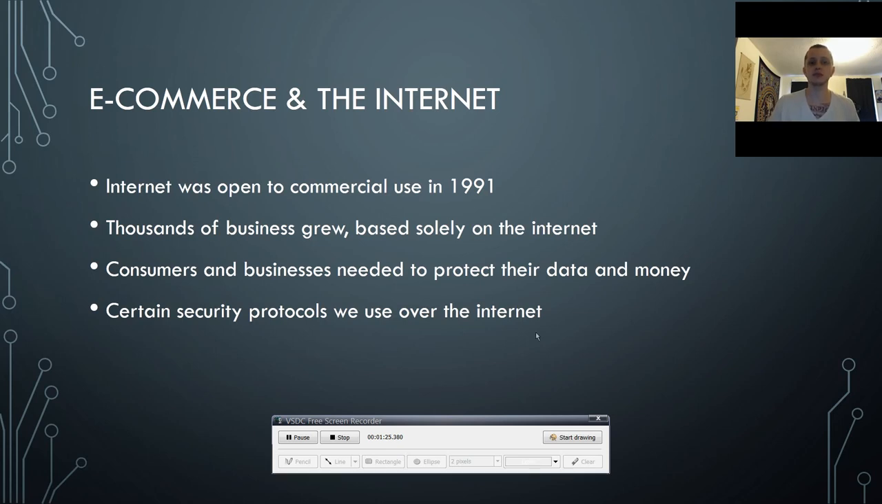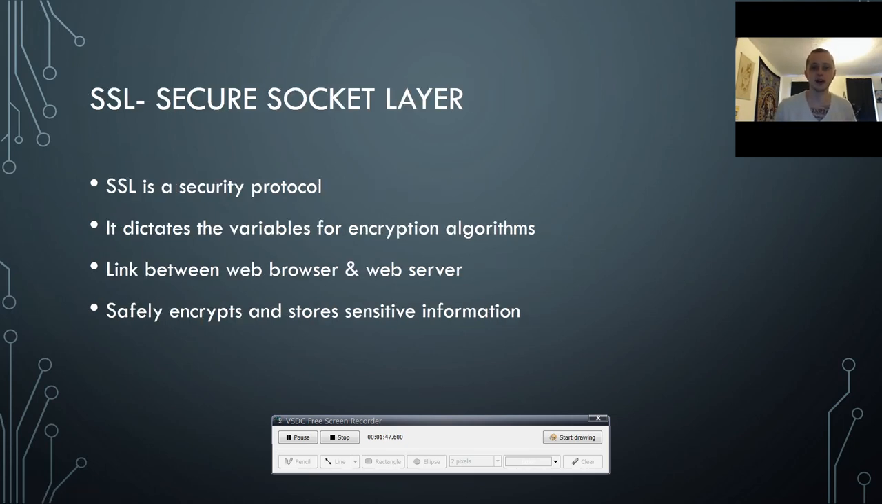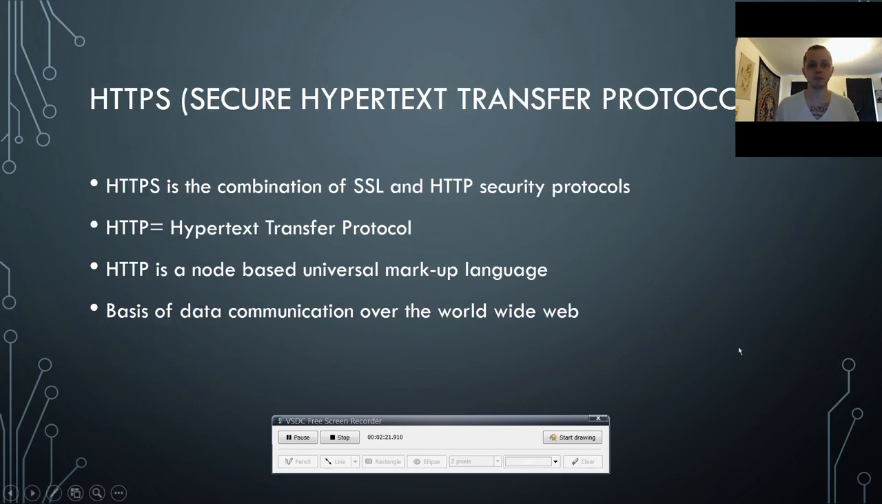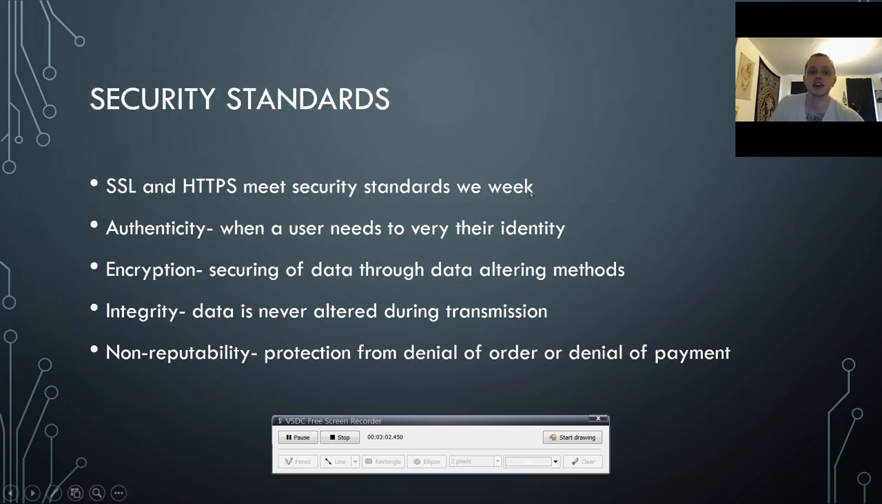This video is about e-commerce and how consumers and businesses conduct payment through the electronic transferring of funds. E-commerce sales have been growing ever since the internet was opened to commercial use in 1991. Thousands of websites flooded the internet because the customer demand was so high. With all that money and data flowing through the internet, there is an inherent need for consumers and businesses to protect it. I will be discussing the security measures we take to protect our money and data.